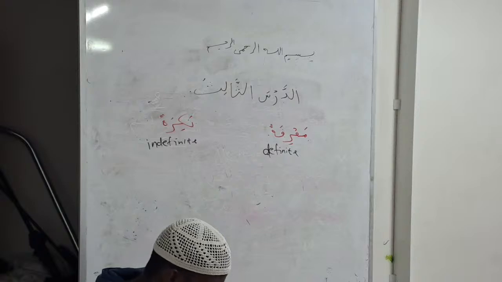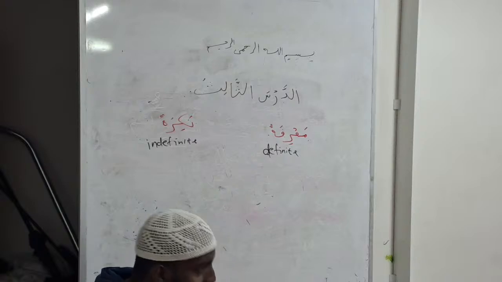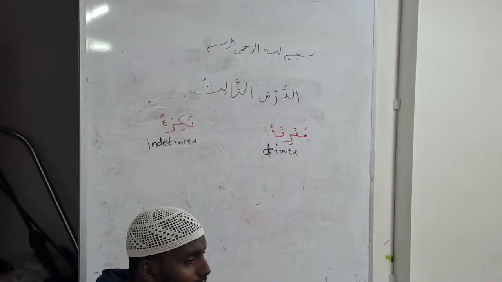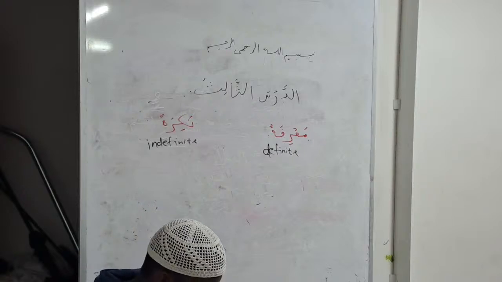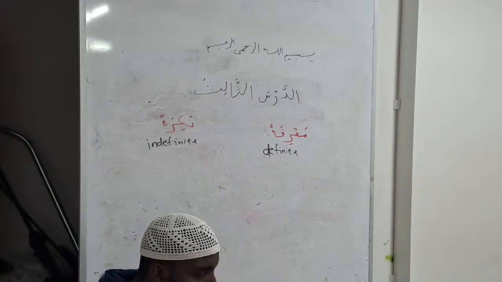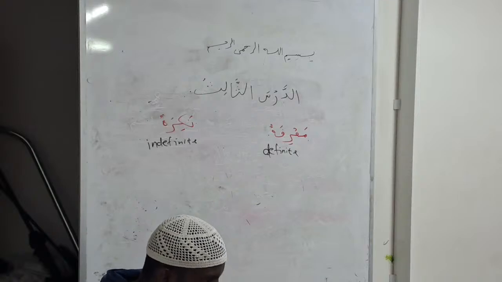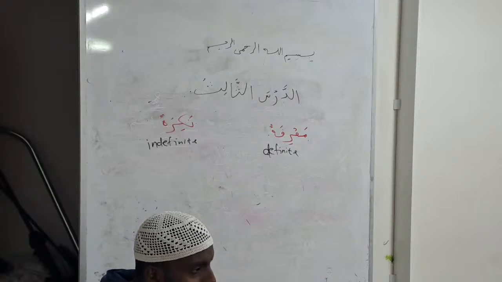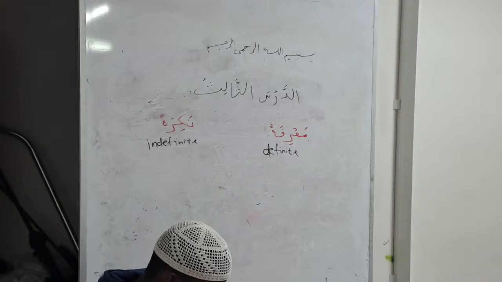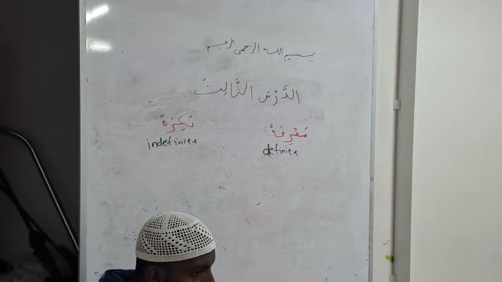So when there's no al, we're going to pronounce the tanween. We're going to say al-kitabu jadidun wal-qalamu qadimun. Now, translate. The book jadidun is new. والقلم قديم. نعم. And the pen is old. نعم.